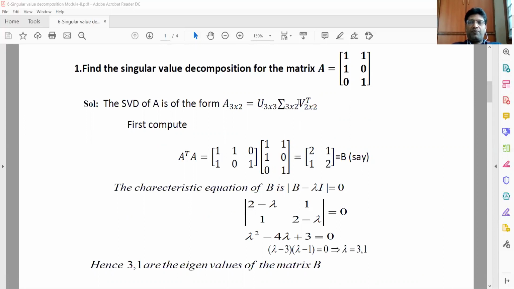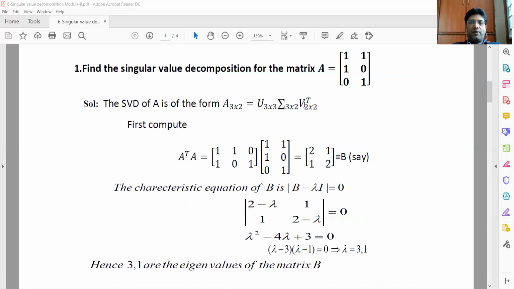So to compute V matrix, what I require is the eigenvalues of A transpose A, and from those eigenvalues I will calculate the corresponding eigenvectors. Next I will check whether those eigenvectors are orthogonal or not. If they are orthogonal, then I will normalize those vectors and I will construct V by taking those normalized vectors as columns for V.